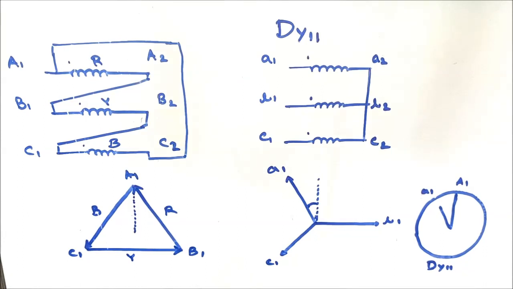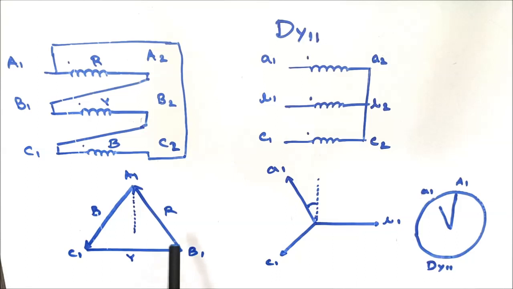So another vector group, that is Dy11. Here the HV side winding connection remains the same as in the earlier two cases, that is A2 is shorted with B1, B2 is shorted with C1, C2 with A1, and A1, B1, C1 are the connection terminals.